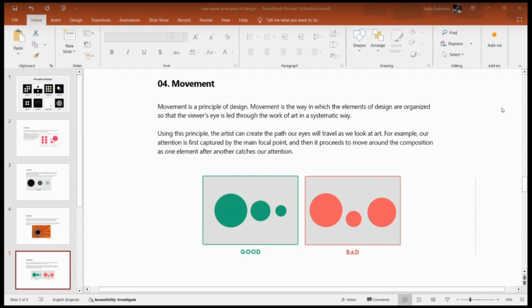So I will share my screen now to show you a particular design that might look good but is a bad design because it does not follow the principle of movement. And I'll show you another one where the movement is a bit nice, but it might also not look good to you because of the way we perceive designs or the way we think design should look like.